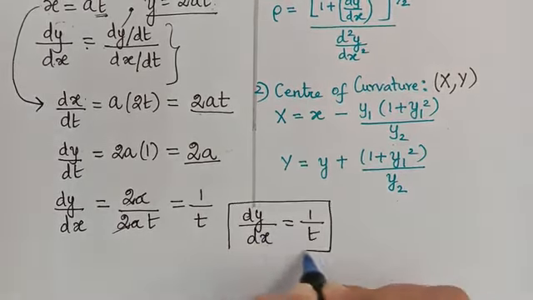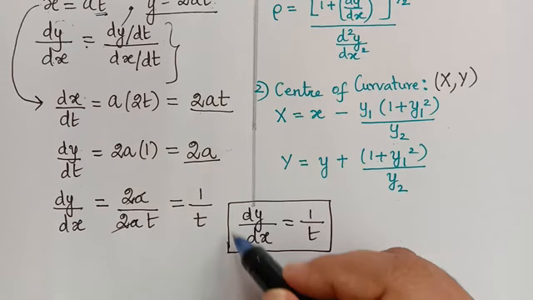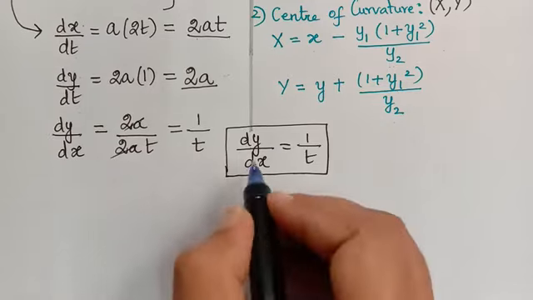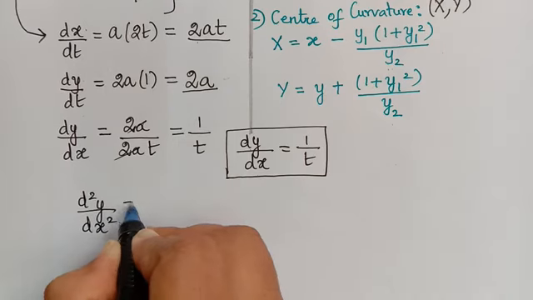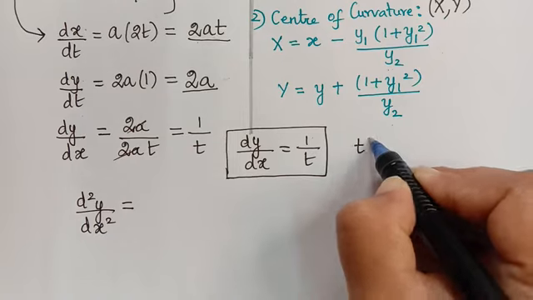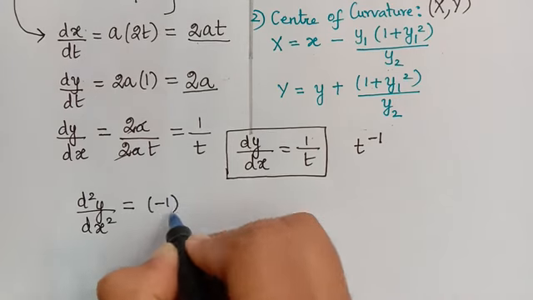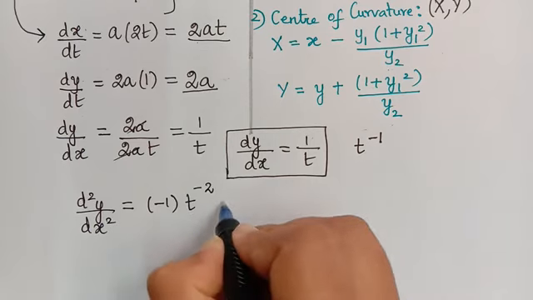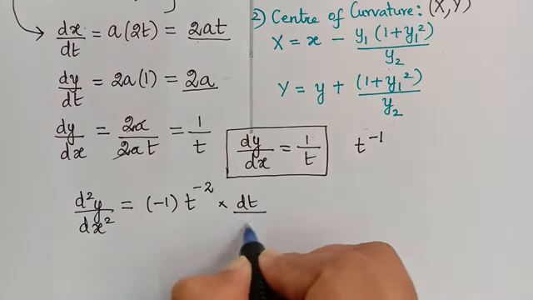Now using this, we have to find d squared y by dx squared, where we have to differentiate this with respect to x. So again differentiating this with respect to x, we get d squared y by dx squared, which is equal to, now what is the differentiation of 1 by t? 1 by t can be written as t to the power of minus 1, and the differentiation of t to the power of minus 1 will be minus 1 times t to the power of minus 1 minus 1, which is minus 2, multiplied with the differentiation of t with respect to x, that is dt by dx.